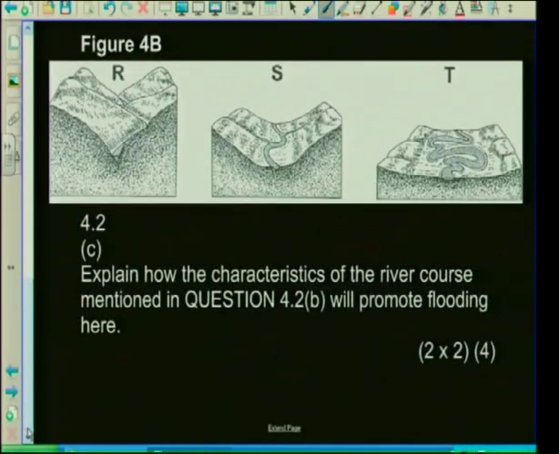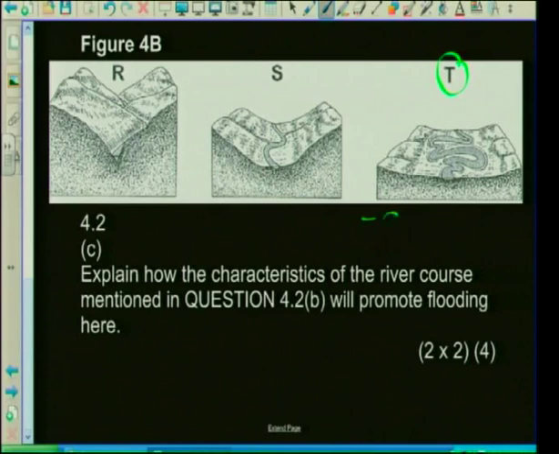4.2c. Explain how the characteristics of the river course mentioned in 4.2b will promote flooding here. So why essentially is flooding going to take place in this part of the river? Number one, you will notice that it's got an incredibly gentle gradient. Because it's got the gentle gradient, the river water slows down and it will have time to overflow its banks, which are not very high in the last section of our river. And I already pointed out that it's got an exceptionally wide floodplain, which allows the water to spread easily within that section.